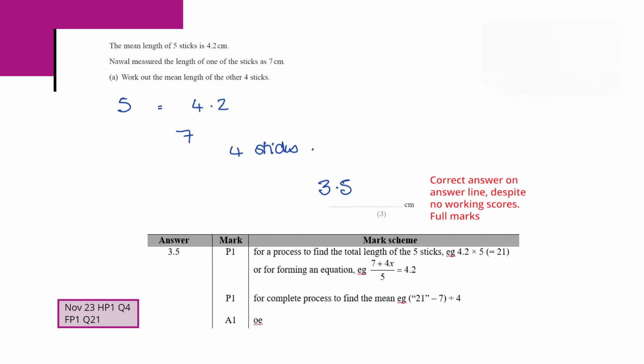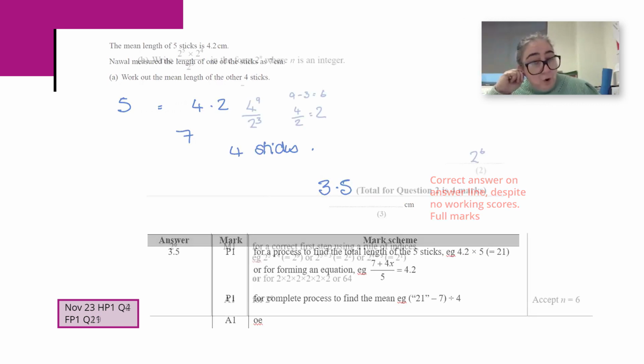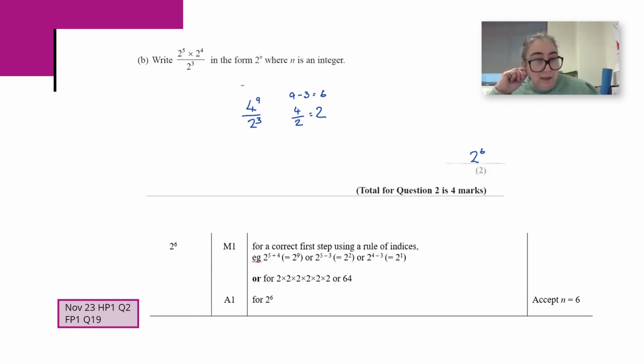So there's the correct answer on the answer line. There's no working, but it still scores full marks, 3 marks, because it doesn't say you must show how you got your answer. Then one to be aware of, and this is why you do have to check the working out and not just blindly tick.